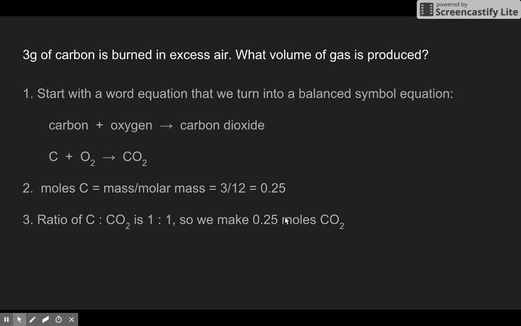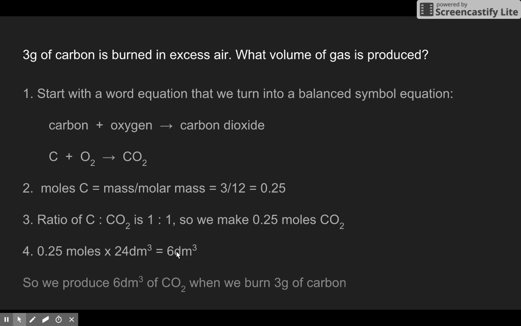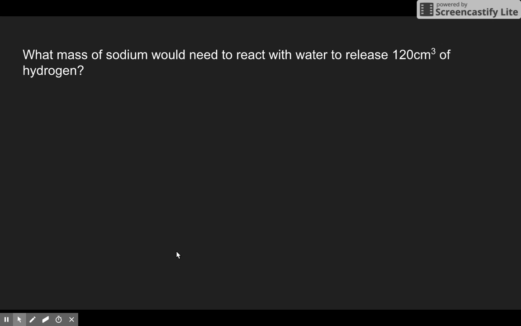Using our equation, number of moles equals volume over 24 decimeters cubed, we can find out that that number of moles of carbon dioxide is 6 decimeters cubed. So we produce 6 decimeters cubed of carbon dioxide when we burn 3 grams of carbon. Next question, see how you go with that one. Again, press pause on the video until you finish the question.